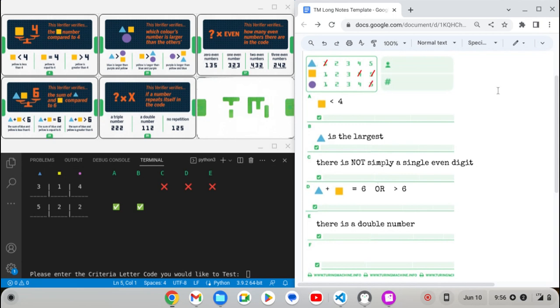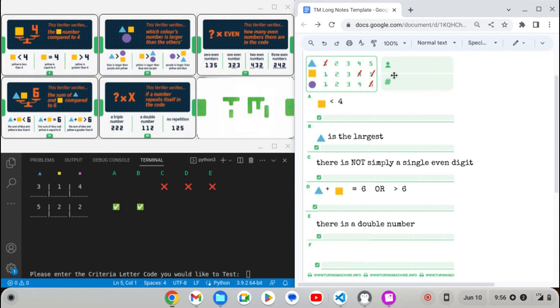Okay, let's see. Anything else that we tested in round 1 that might help us? I guess we're still kind of debating whether there are two evens. The sum, what about sums? Okay, we haven't really talked about sums yet.